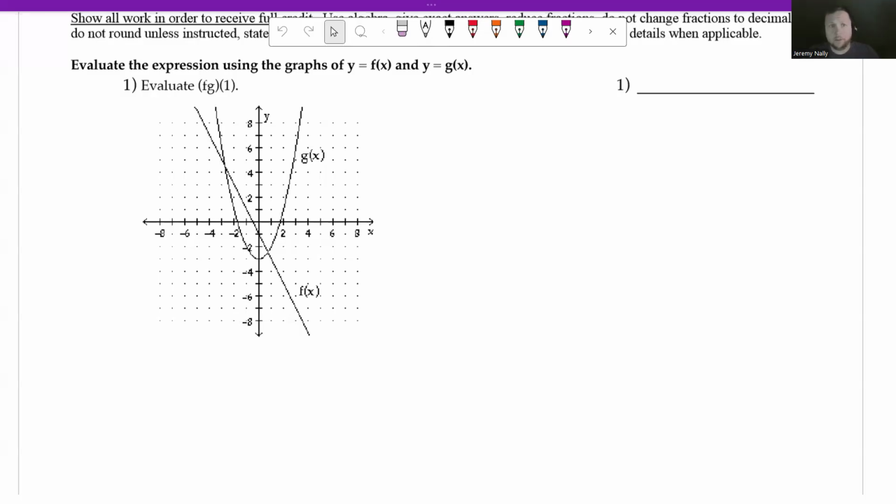This is the review for test 4 of Math 136. Number 1, evaluate f times g of 1.